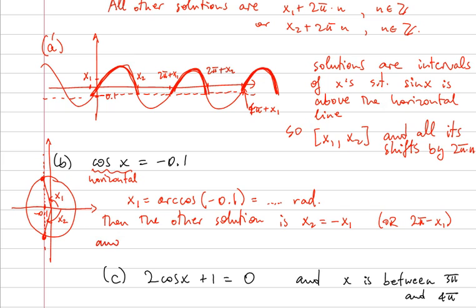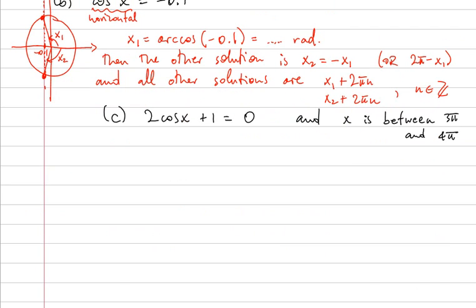And all other solutions are x1 plus 2 pi n and x2 plus 2 pi n, where n is an integer. Okay, if we have a problem like this one, you need to first solve for cos x.